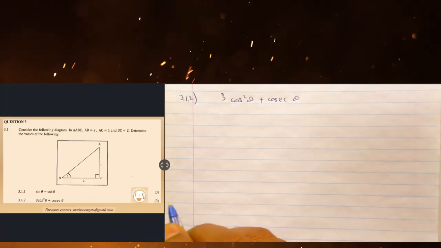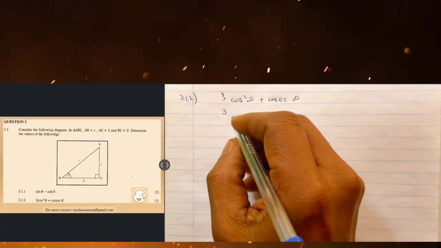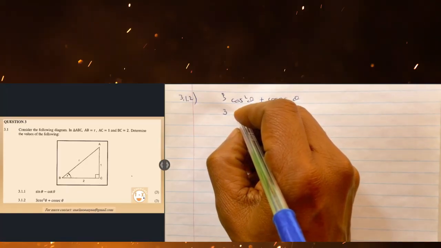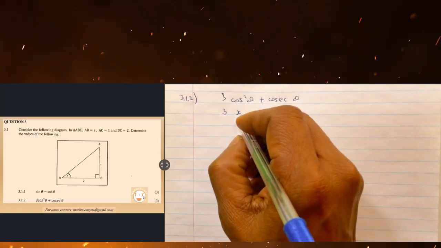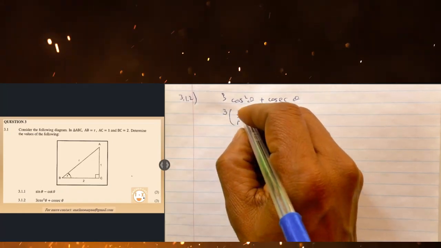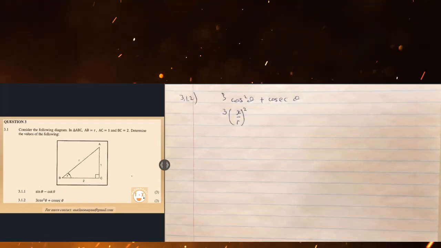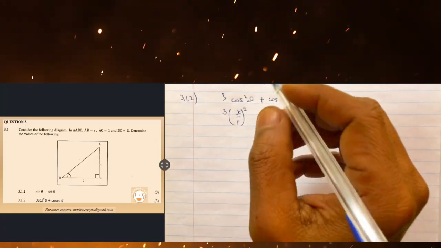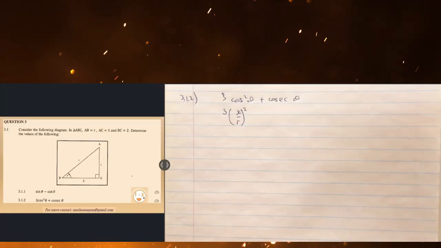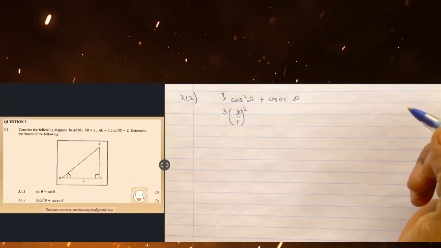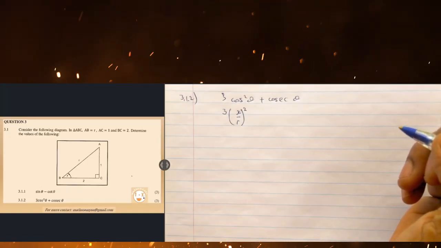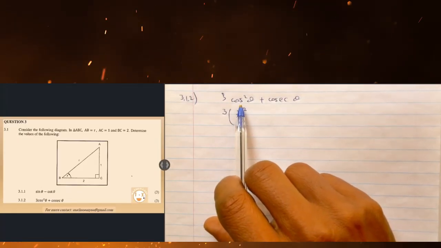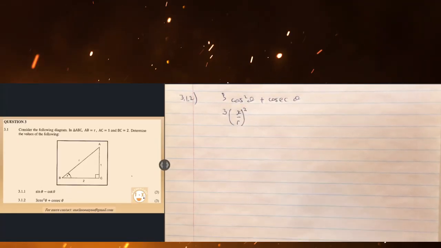If you are sharp like that, you would know that this one would be adjacent over hypotenuse. Otherwise, we can also say x over r, so that I also make you conscious of the other symbolism that we use. So this one will be x over r, and we square that ratio to address that square there.